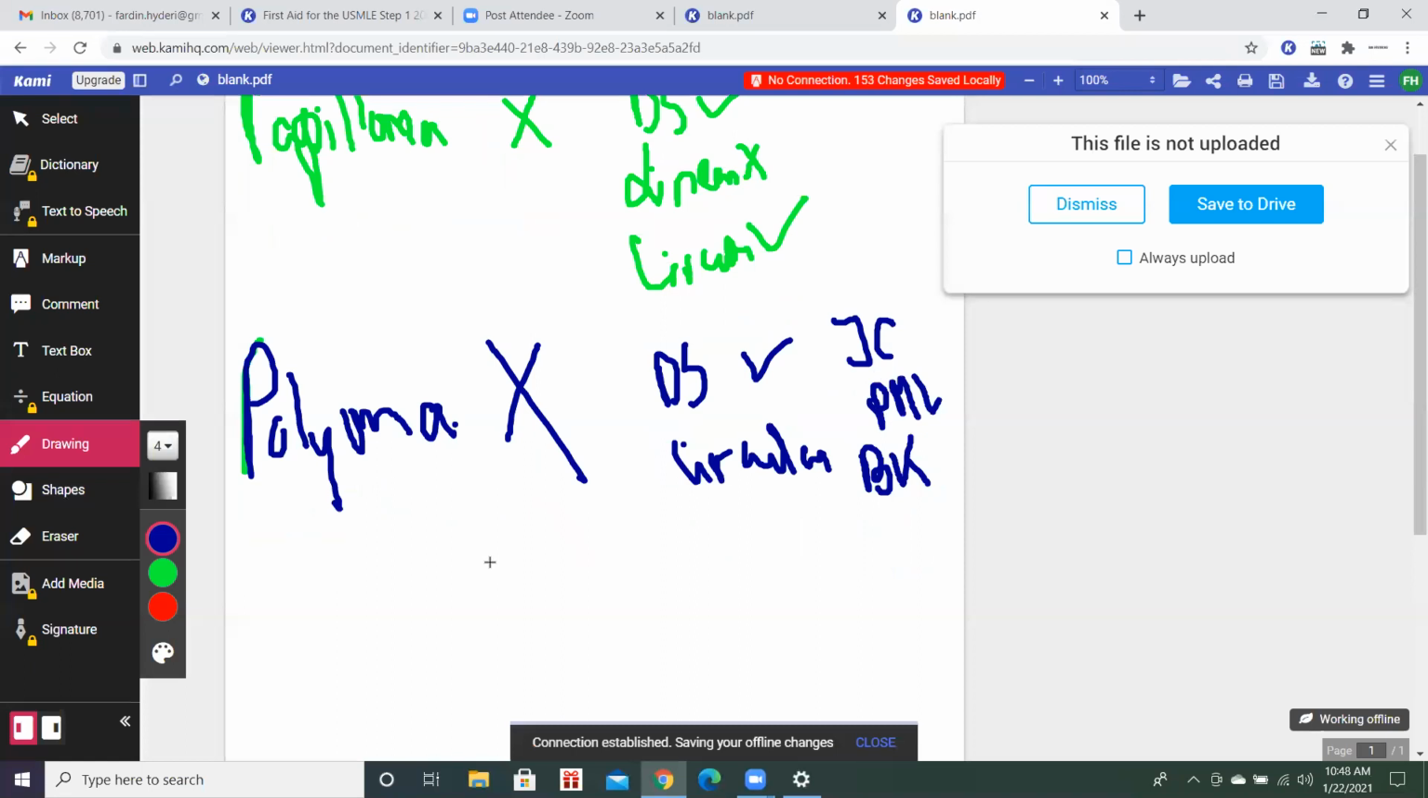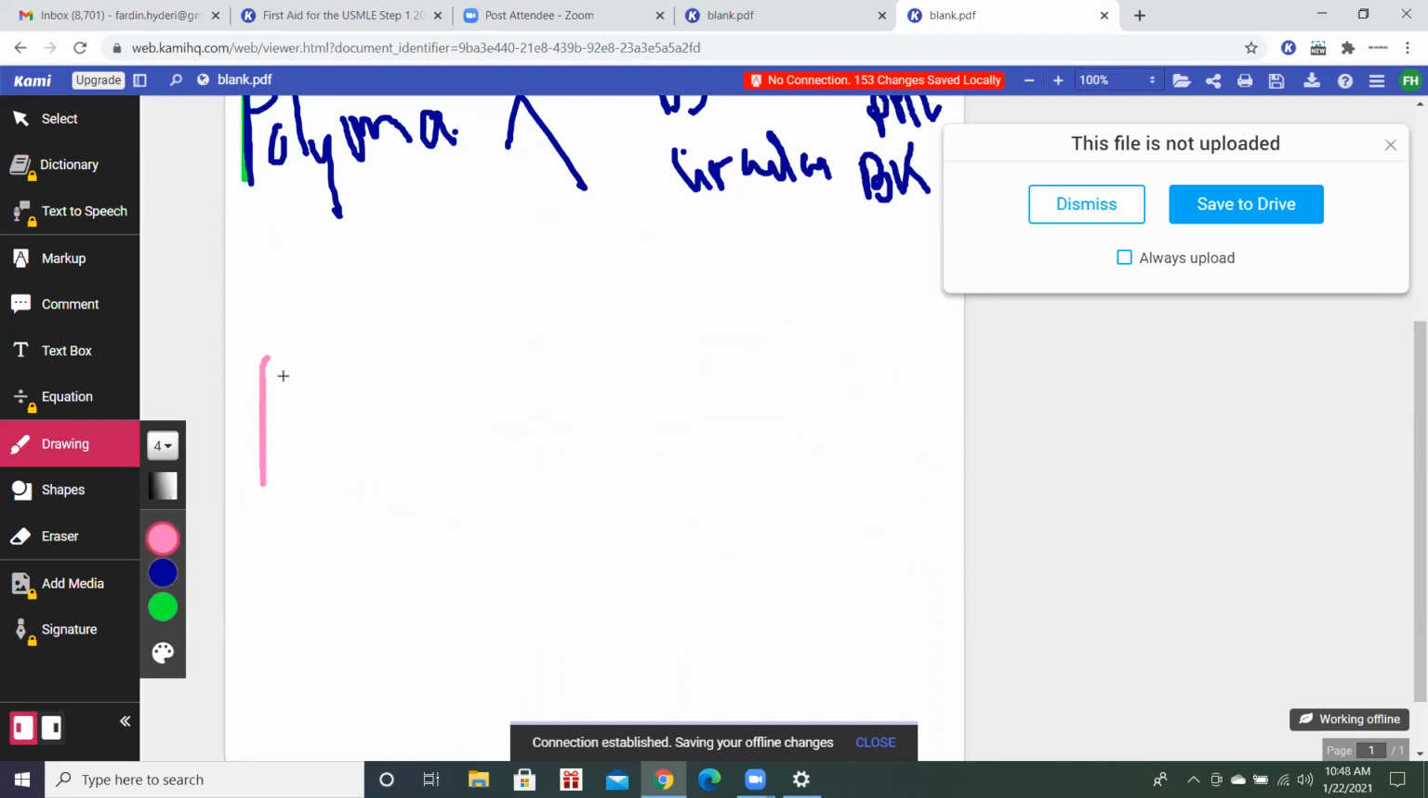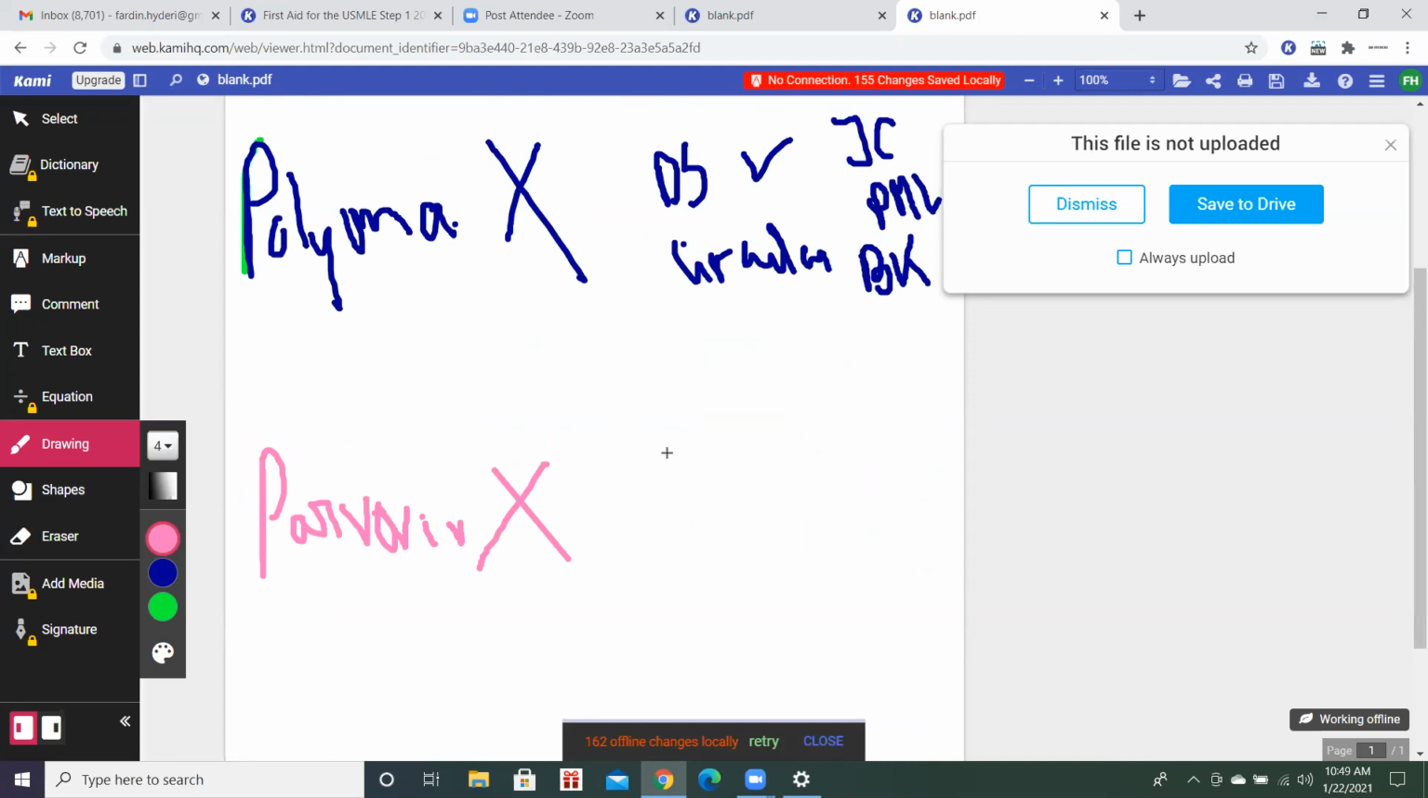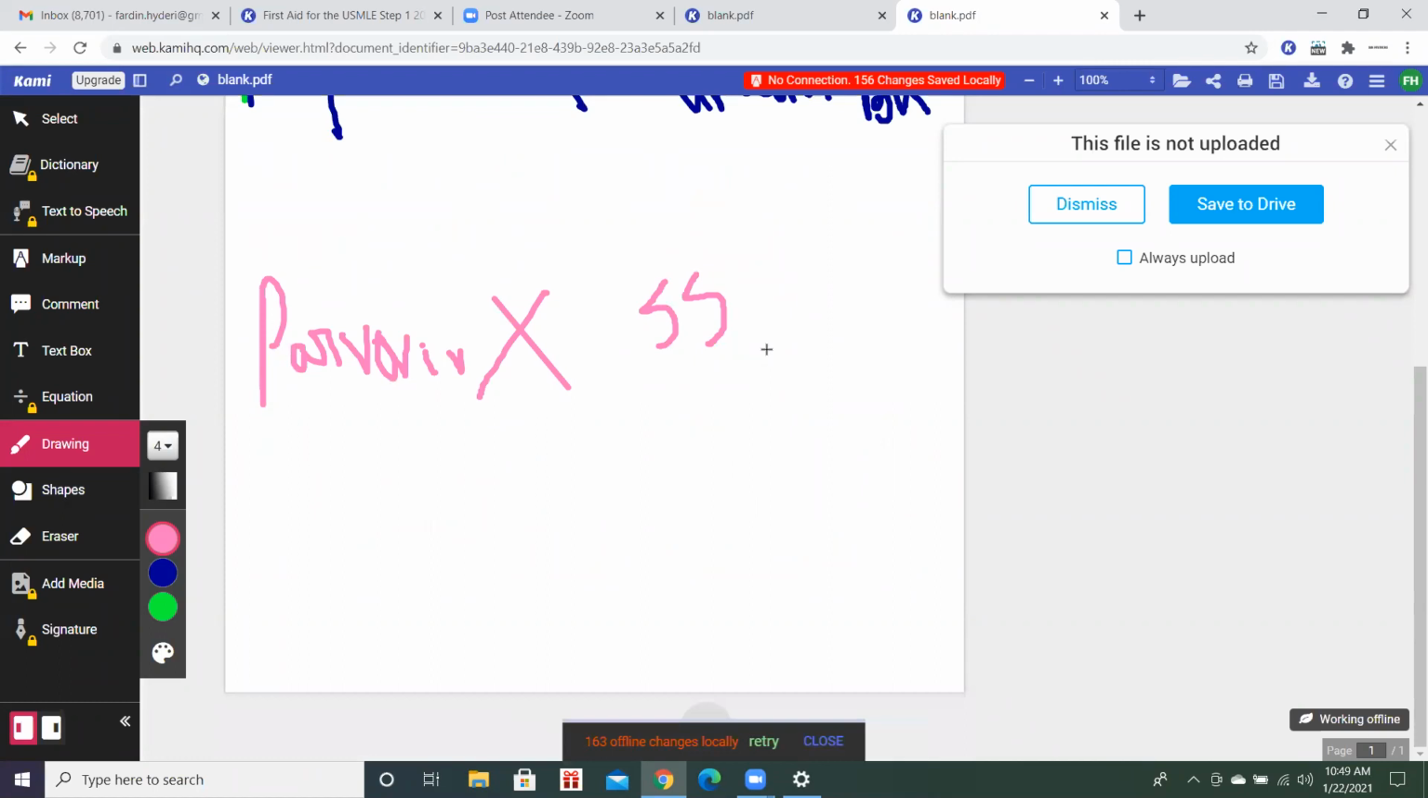And last but not least, the virus of the hour, right? Parvovirus, okay. Now, is it enveloped or not enveloped? It is not enveloped. Is it double-stranded or single-stranded? Single-stranded. I'm pretty sure you guys were waiting to mention single-stranded for so long because everything was double-stranded. Okay, is it linear or non-linear? Okay, so it's linear.